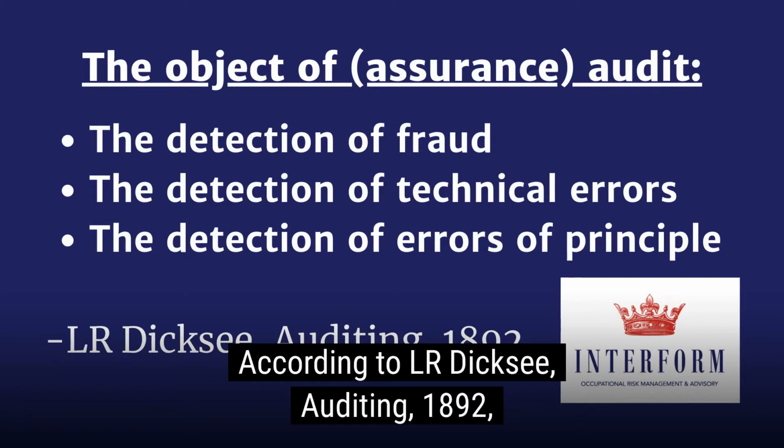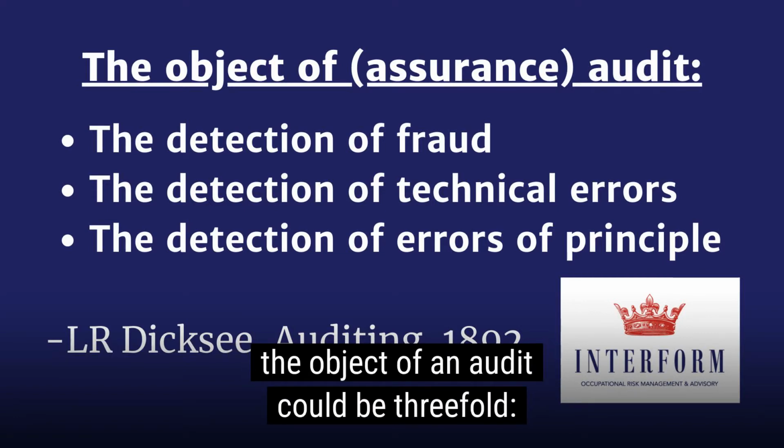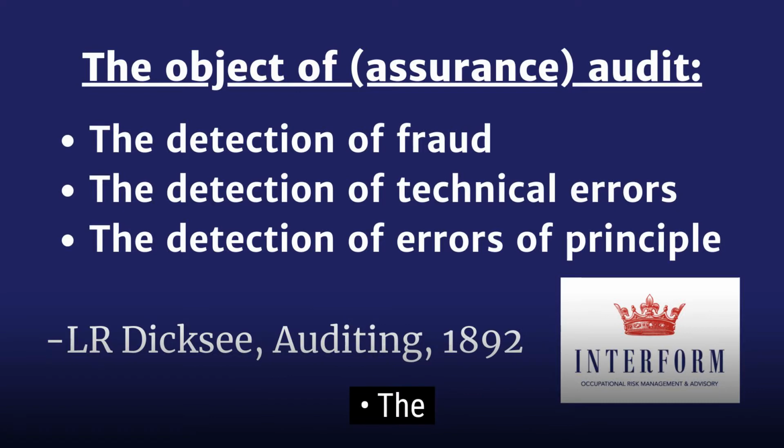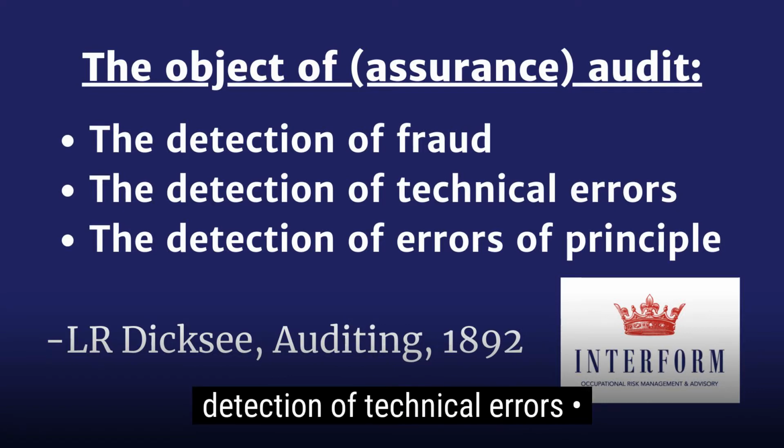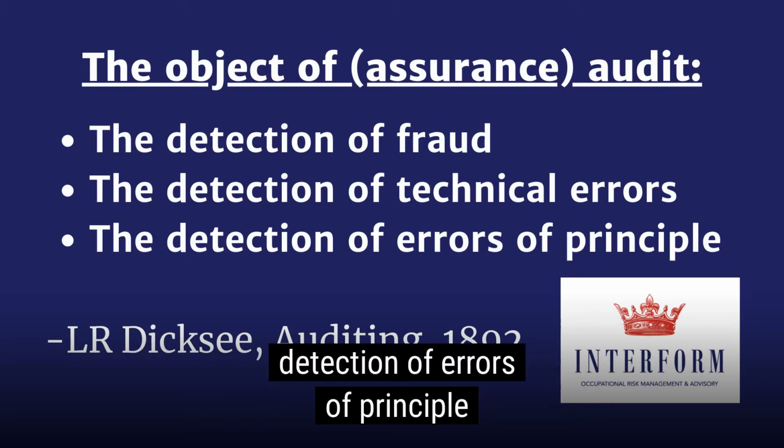According to L.R. Dicksee, Auditing, 1892, the object of an audit could be threefold. Number one, the detection of fraud. Number two, the detection of technical errors. Number three, the detection of errors of principle.